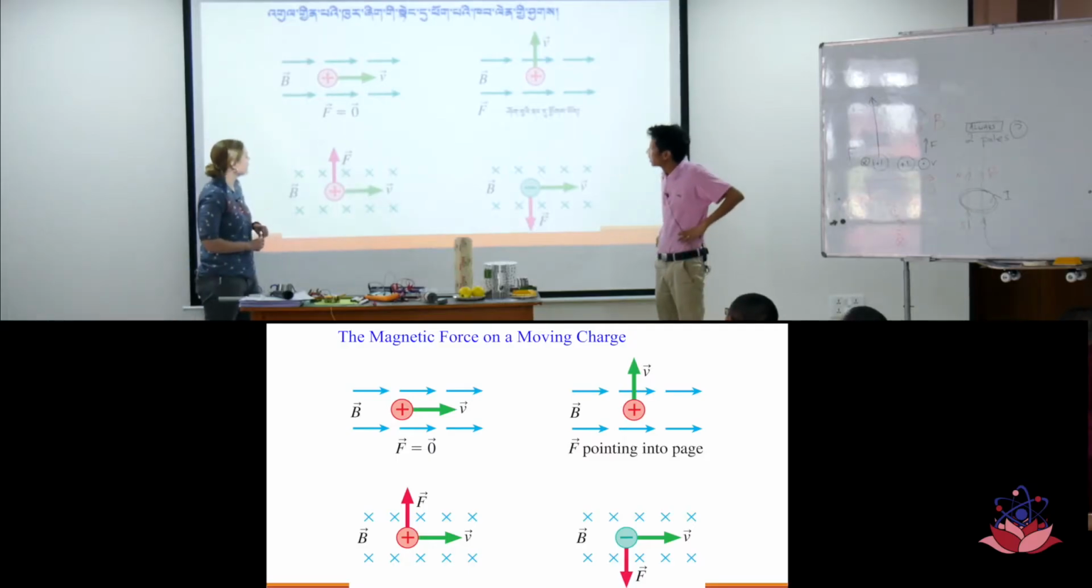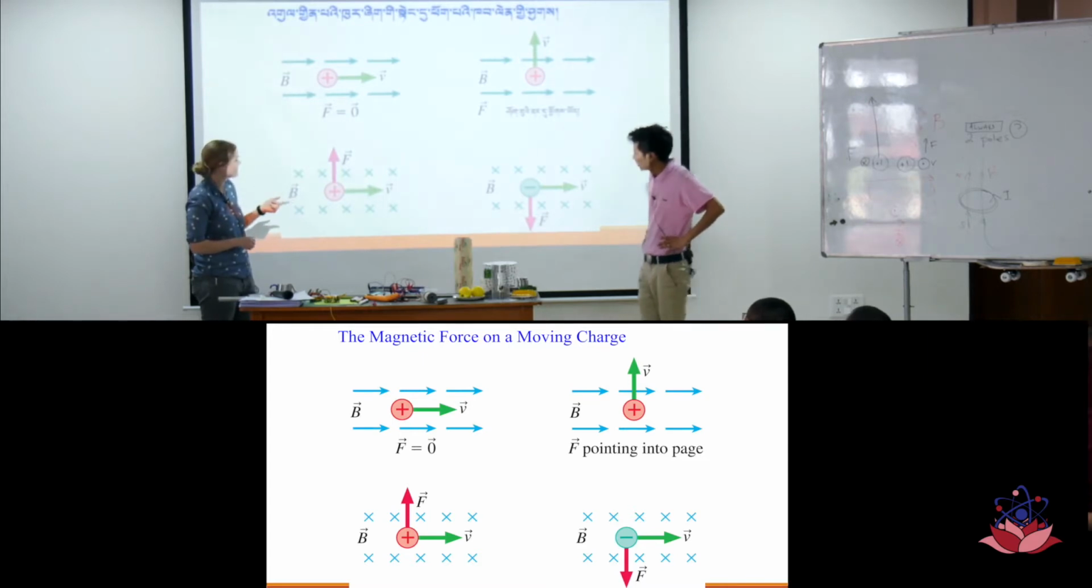So in this configuration, our velocity is parallel to the magnetic field.